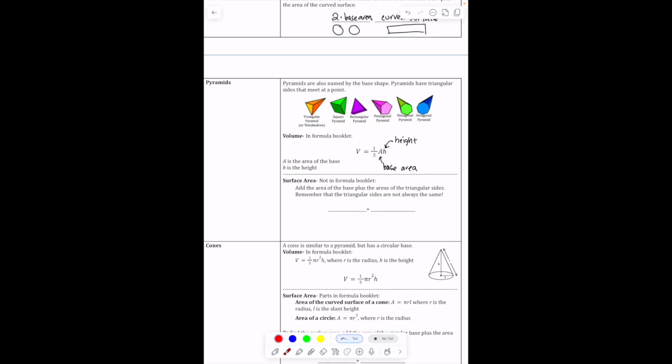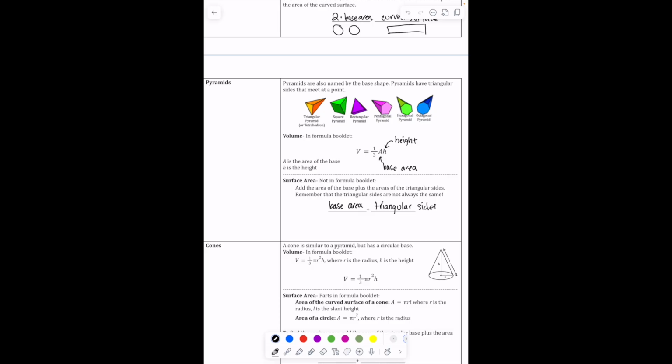So we're going to have to add up the base area and the triangular sides. And again, the triangular sides are not always the same dimensions because the base might not have equal sides.